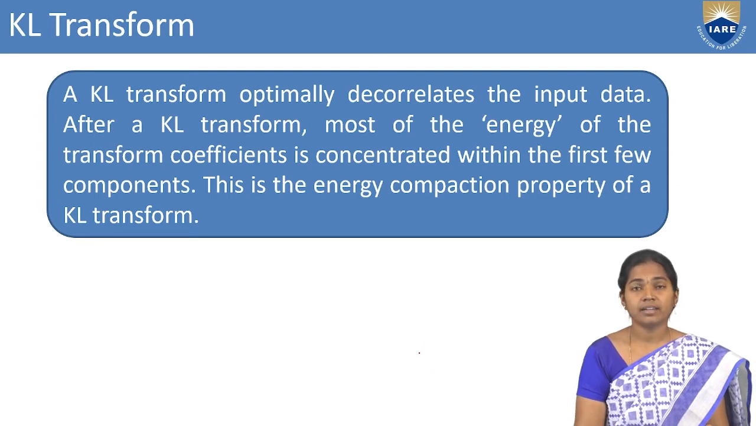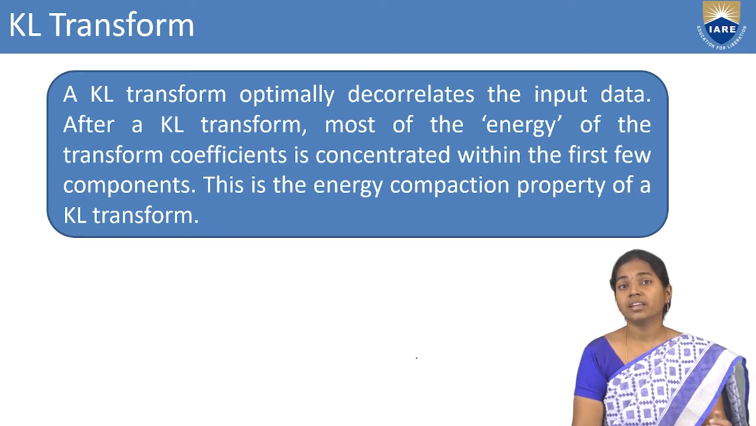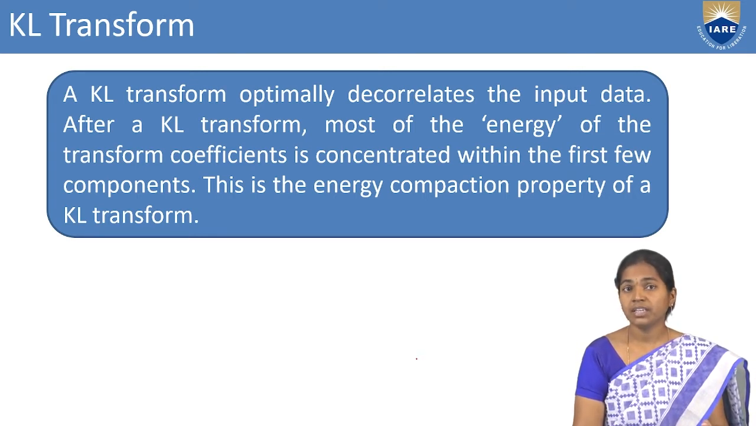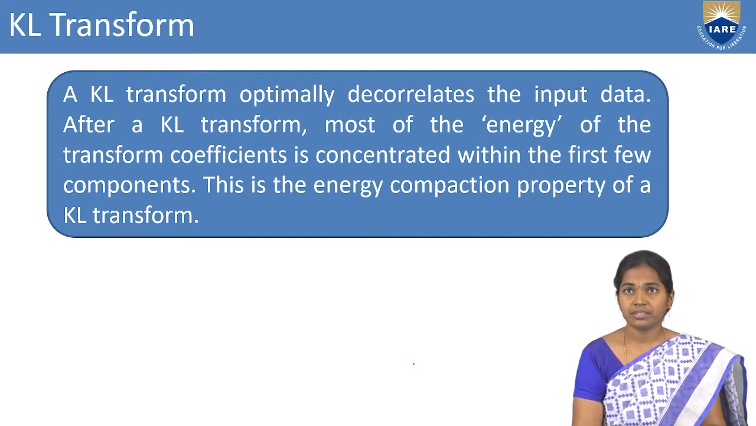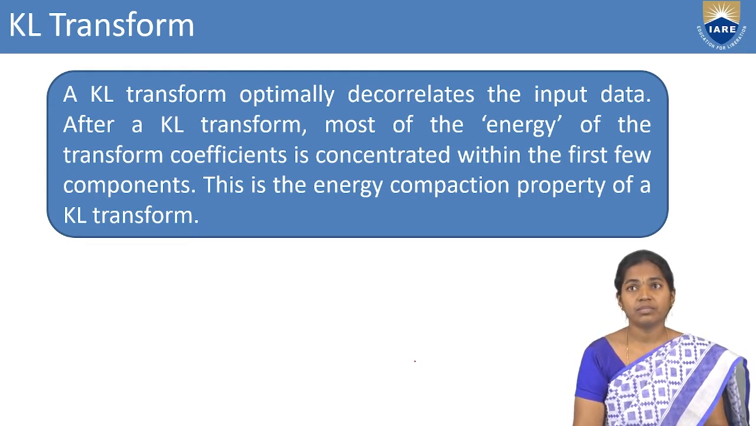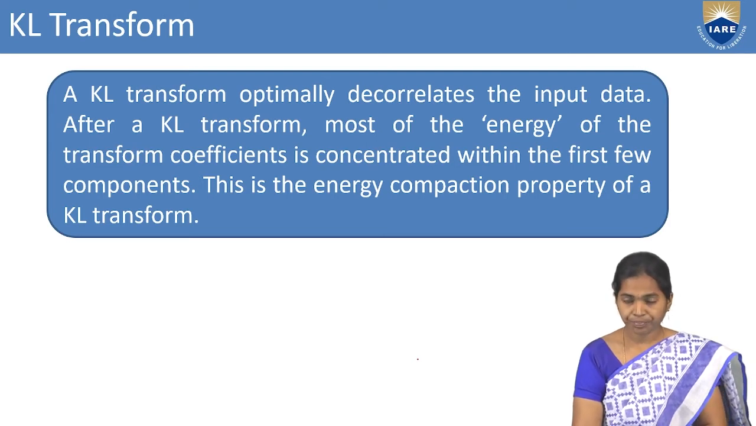The basic property of the KL transform is that it is concentrated on the first few components. For that, we arrange all the eigenvalues in descending order and concentrate on a few components. This is the energy compaction property of the KL transform.